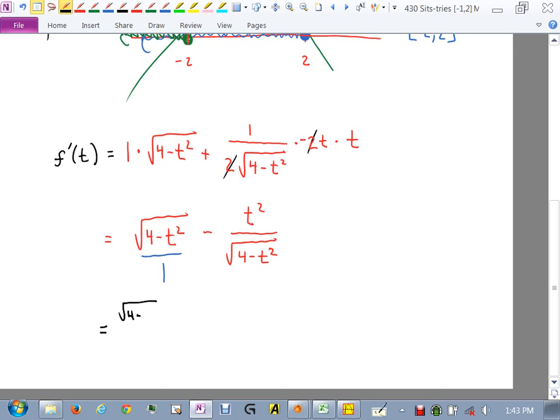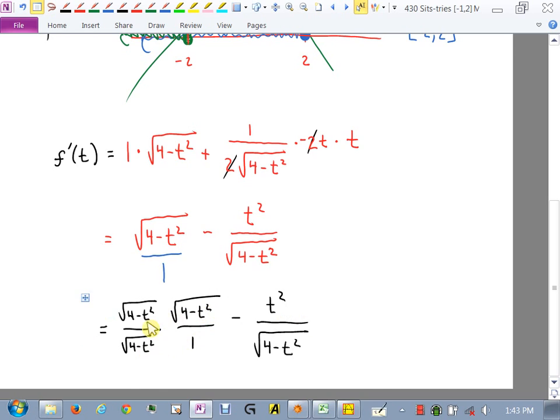Here it comes. 4 minus t squared, root 4 minus t squared. That's what I'm introducing on the top and bottom of this one. And then the other one I'm not touching because it was already in the form I needed.